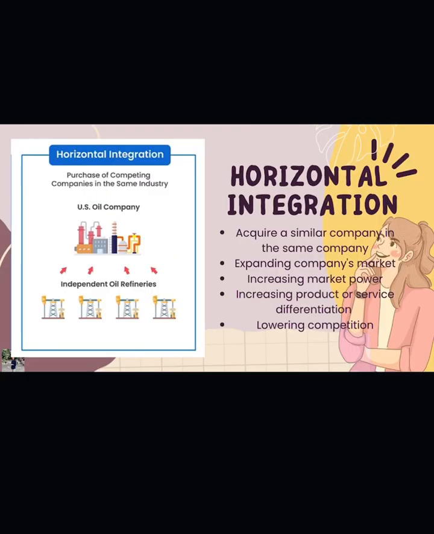Let's take an example. We have horizontal integration. A company's primary goal in pursuing horizontal integration is to acquire a similar company in the same industry. It also includes other objectives such as expanding the company's market, increasing market power, increasing product or service differentiation, and of course, lowering competition.